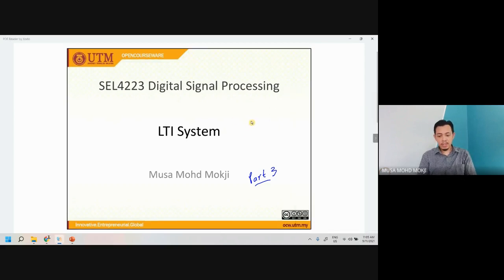Okay, all right. So today we have 2 hours for Tuesday class. In the first part we're going to finish this topic, which is the LTI system, and then in the second part later, we will start a new chapter, which is Z transform. Okay, so let's do this first.